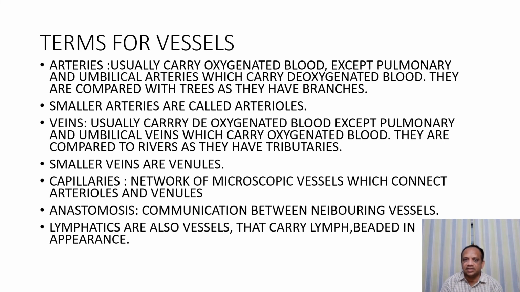Smaller arteries are called arterioles. Veins usually carry deoxygenated blood. Veins are named to the vessels which carry blood from the other parts of the body to the heart. The pulmonary vein and the umbilical veins carry oxygenated blood. The pulmonary veins carry the oxygenated blood from the lungs to the heart, whereas the umbilical vein is named according to the mother, where it carries oxygenated blood from the mother to the baby. That's why the umbilical vein and the umbilical artery belong to the fetus. They carry oxygenated blood.